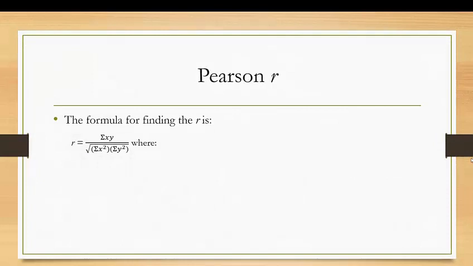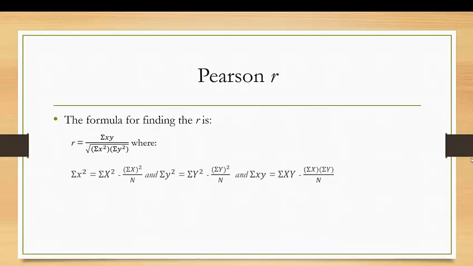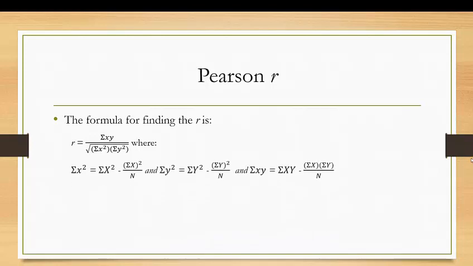So our formula then, again, I'm going to go through the math fairly quickly because I'm going to show you how to do this in Excel. But our formula is the sum of xy divided by the square root of the sum of squares for our x variable times the sum of squares for our y variable. Whereas, and this is where it starts getting a little complicated. It's not complicated if you just look at it.